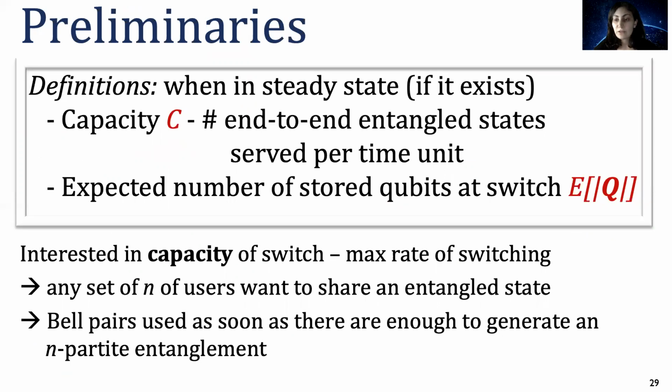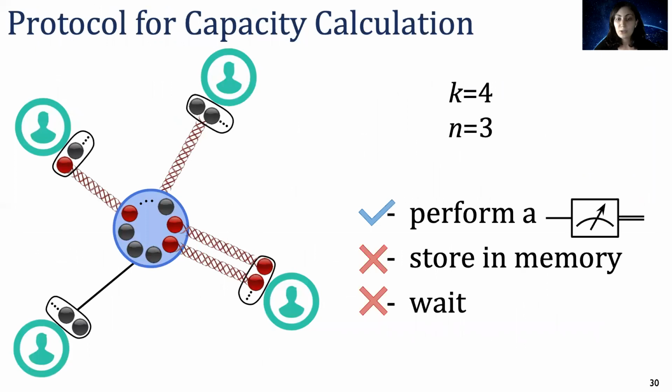For the same reason, we will assume that Bell pairs will be used in entangling measurements as soon as there are enough to generate an n-partite GHZ state. To illustrate this point, consider this example with the number of users k equal to 4 and n equal to 3. To operate at capacity, the switch will always perform a swapping operation when in this type of scenario, as opposed to taking the other 2 options.